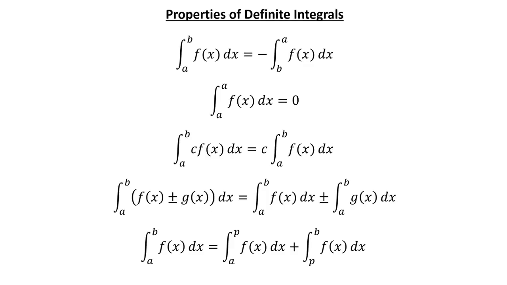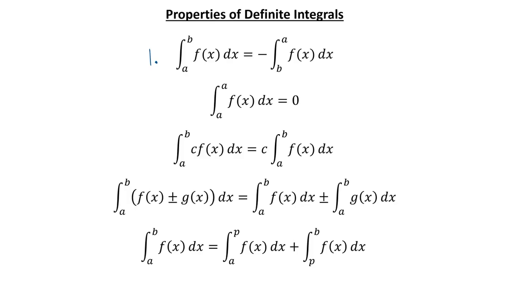Now that we know what a definite integral is, let's talk about different properties of definite integrals. Let's look at the first one. This says the definite integral from a to b of f of x dx is equal to the opposite of the definite integral from b to a of f of x dx.